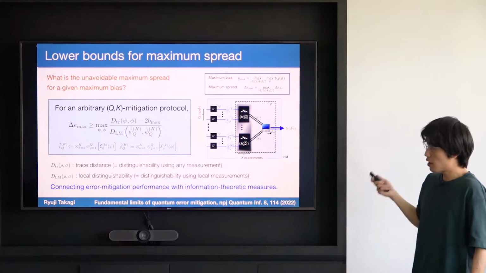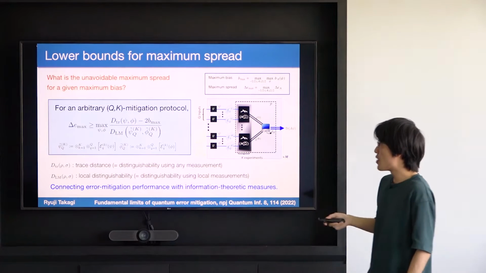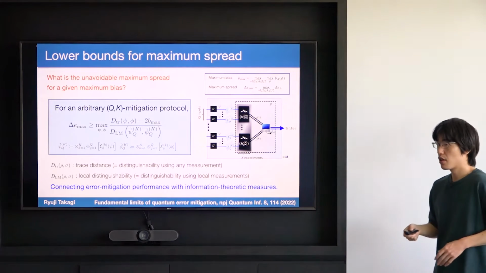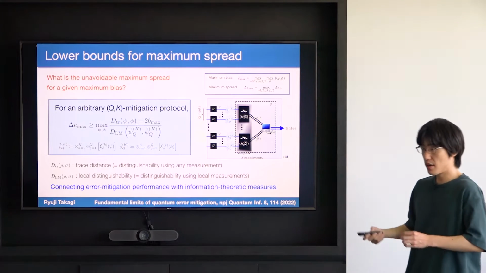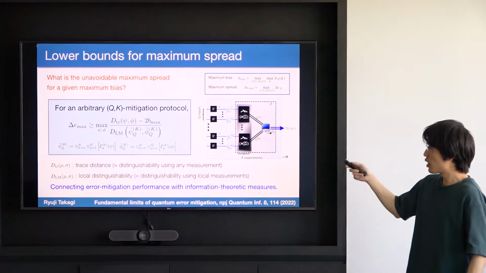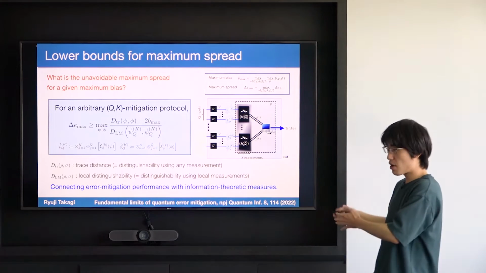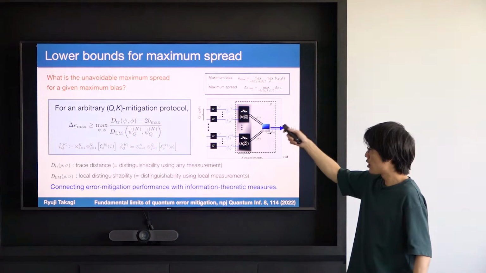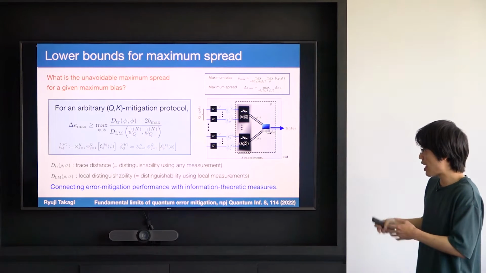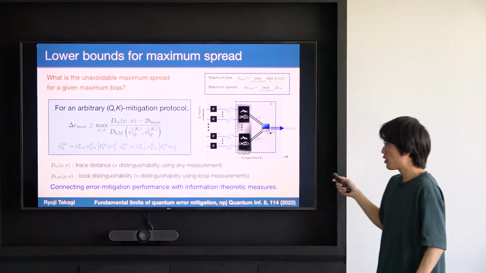Okay, so now the concrete question that we are asking is: what is the unavoidable maximum spread for a given maximum bias? Again, the maximum spread is connected to the round numbers, so that is the operational number in error mitigation, and how large it should be in terms of some bias function.